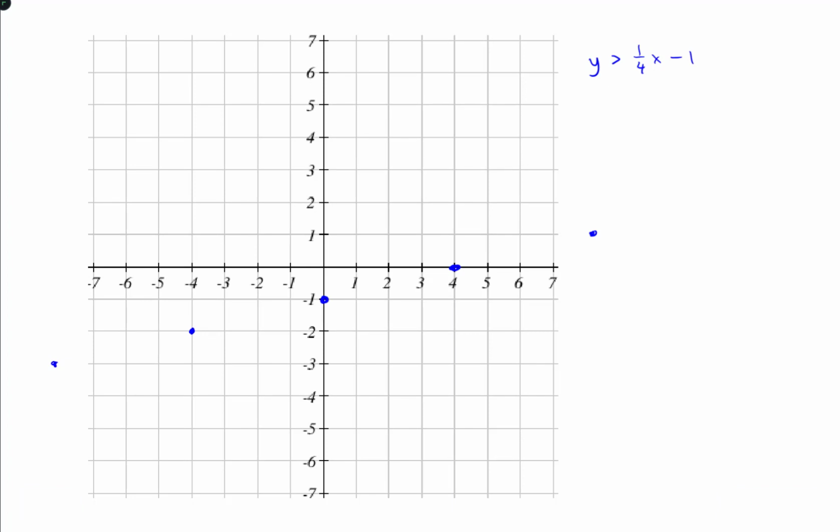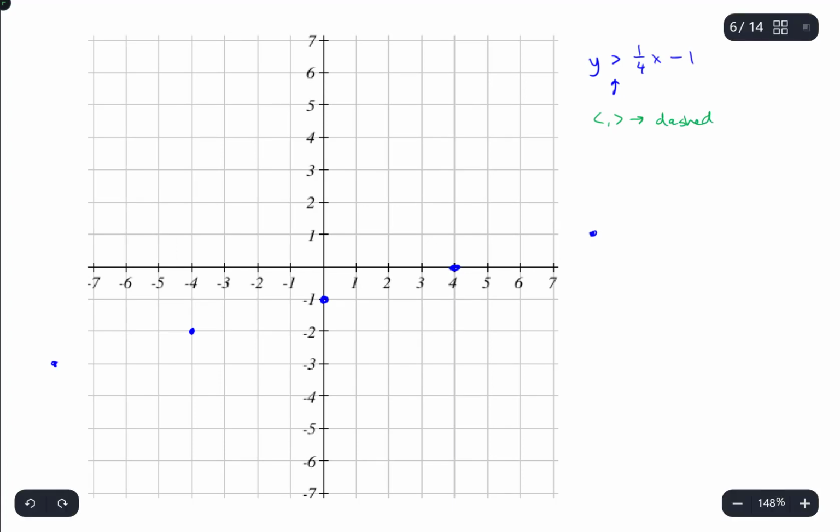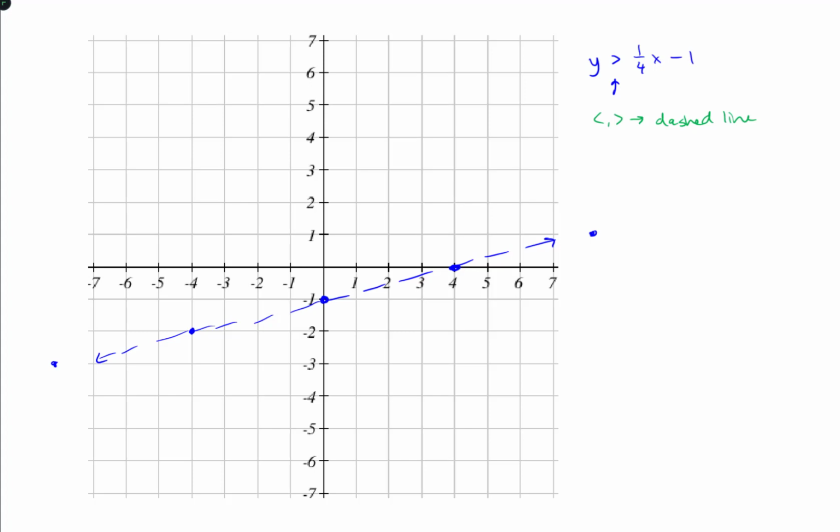Now the line itself is going to be dashed. The reason is that anytime you have greater than or less than, that represents exclusion of the boundary, so you graph that with a dashed line. If it were greater than or equal to or less than or equal to, you would use a solid line. So I'm going to make sure to use a dashed line through these points as best I can.